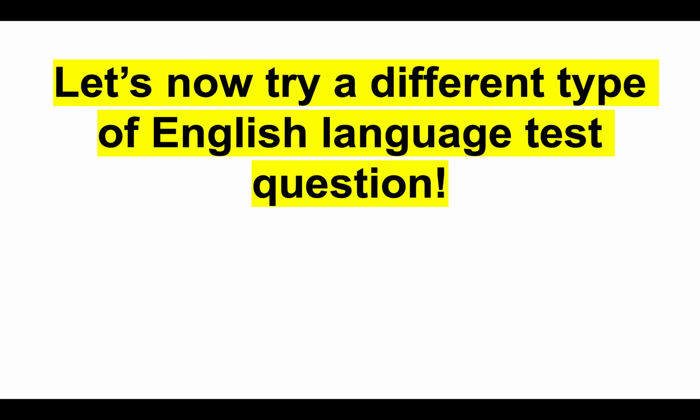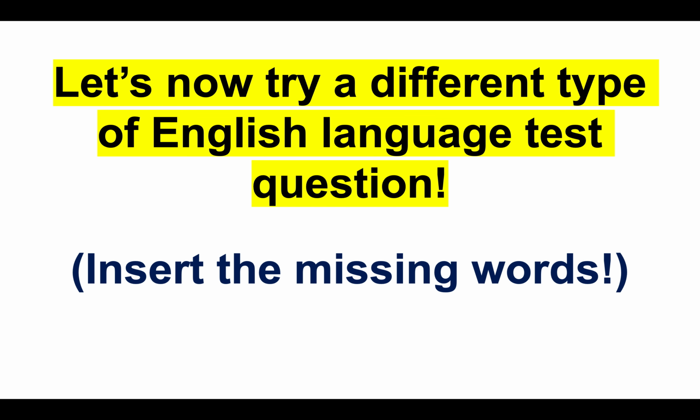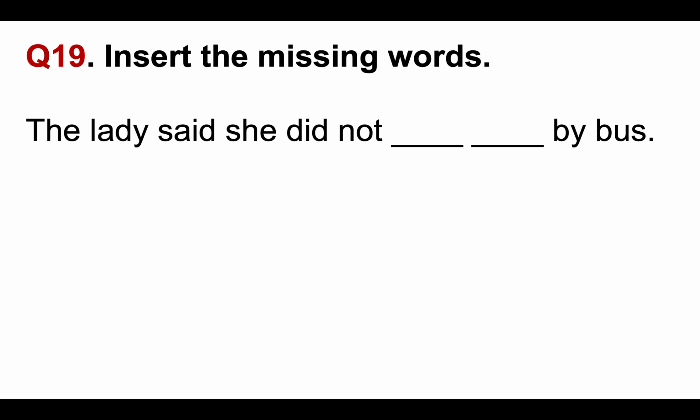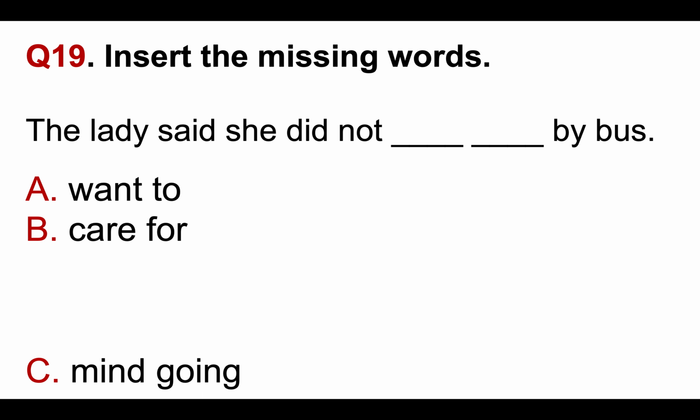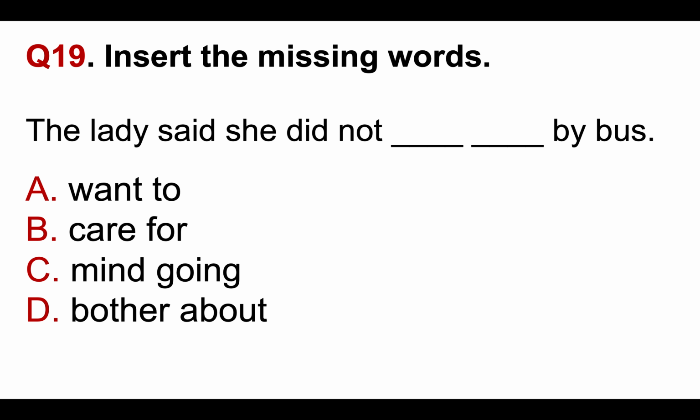Fantastic. Let's now move on and try a different type of English language test question. This is called insert the missing words. So we are given a sentence and we have to insert the missing words from the options. The sentence reads, the lady said she did not blank blank by bus. Is it A, want to, B, care for, C, mind going, or D, bother about?